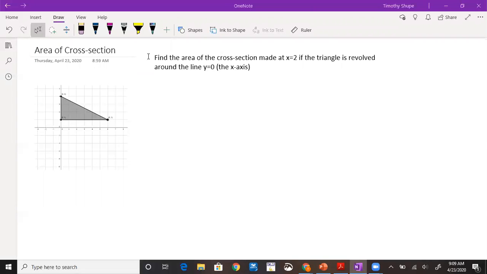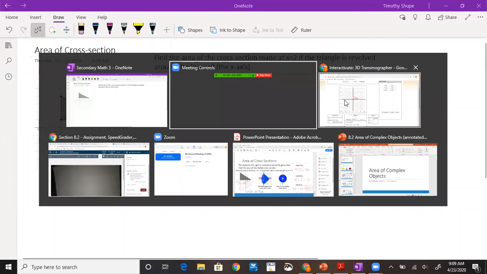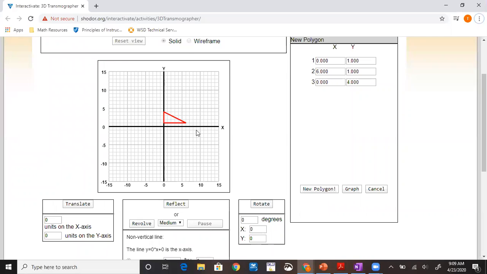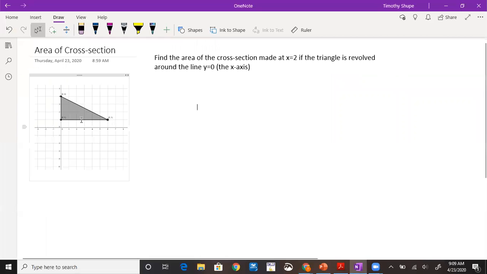So the first thing we want to do with this is revolve this around the x-axis to create a three-dimensional solid. Now, that might not be easy to visualize, so I'm going to use one of the resources that I shared with you guys, and we're going to revolve this triangle around the x-axis. So I can select what coordinates I want for the triangle. I've input those coordinates at (0, 1), (6, 1), and (0, 4), so that they would match our triangle that we had here in the problem.